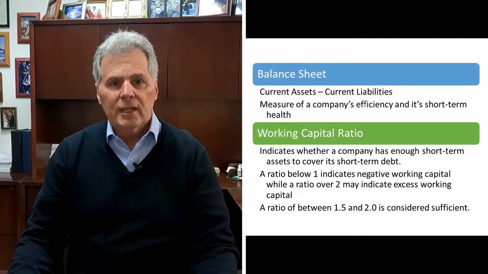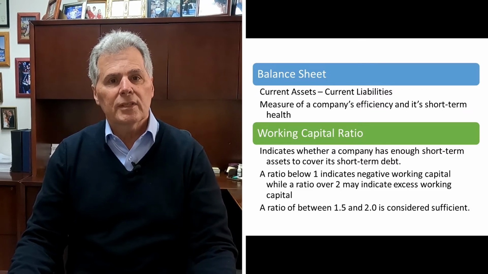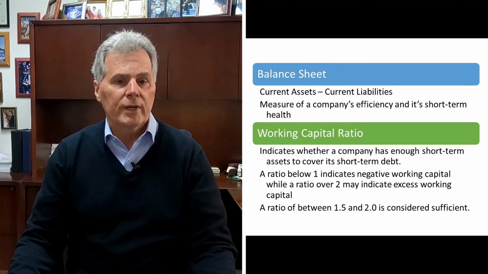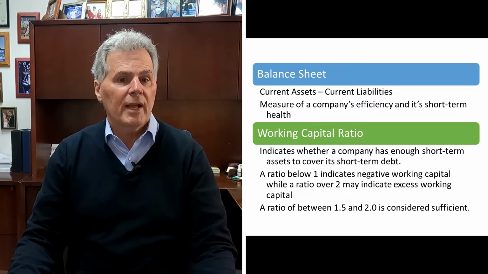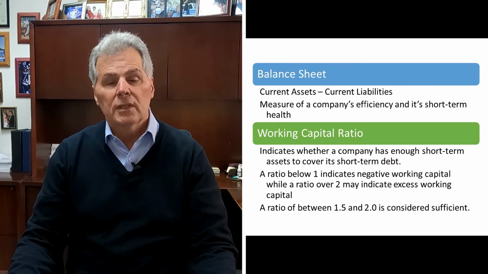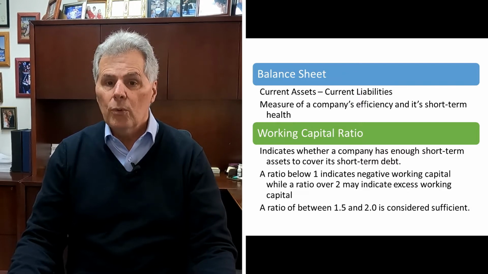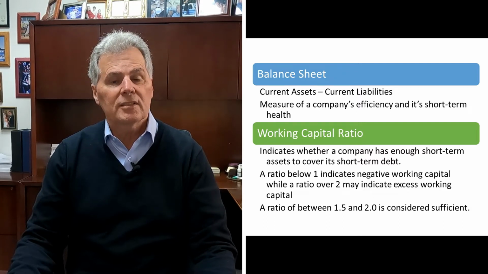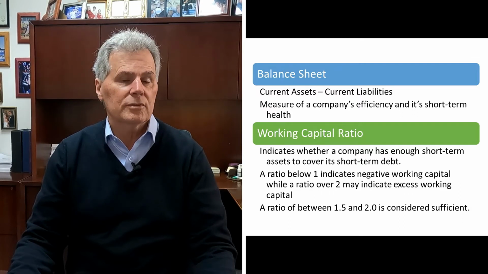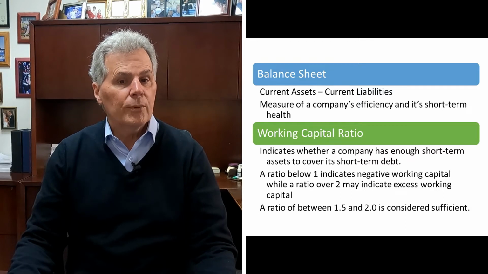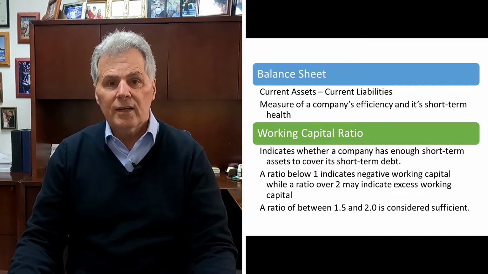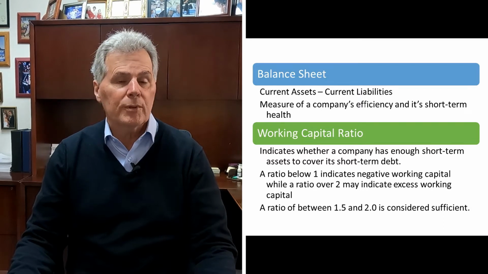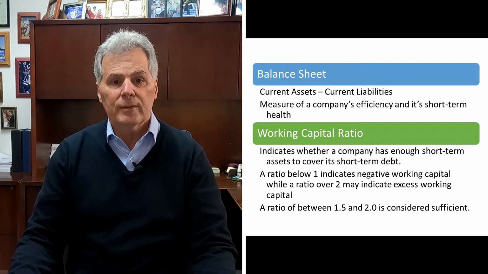An easier way to calculate working capital is looking at a working capital ratio. Now, this indicates whether a company has enough short-term assets to cover its short-term debt. A ratio below 1 indicates that the company does not have enough capital to meet its short-term obligations. A ratio of between 1.5 and 2 is considered sufficient to cover the working capital requirements of a company ongoing.